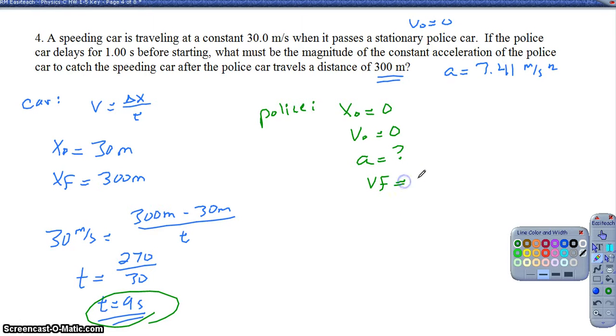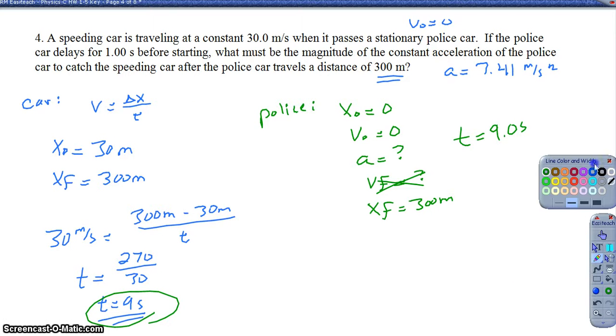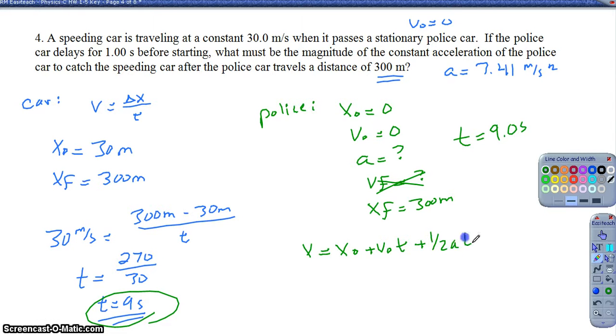We don't know the final velocity, but we can usually work around that fact. I do know the final position was 300 meters, because that's where he caught the car. And then again, the key here from my first part, I know that he catches the car after 9 seconds, because that's how far the car had gone in 9 seconds. So at this point I have enough information to find my acceleration. If I use my position function, where my final equals my initial plus the initial velocity times time plus 1/2 at squared, I've got all of the measurements here except the acceleration.